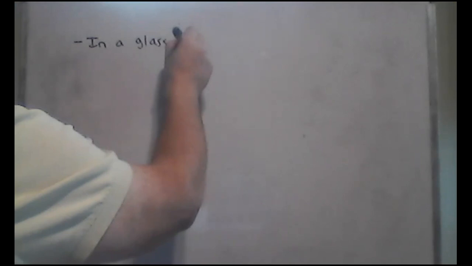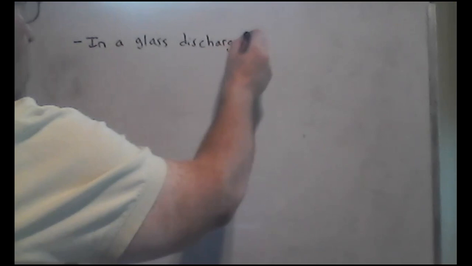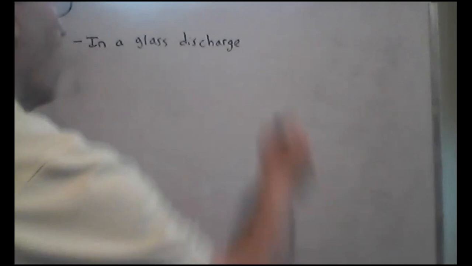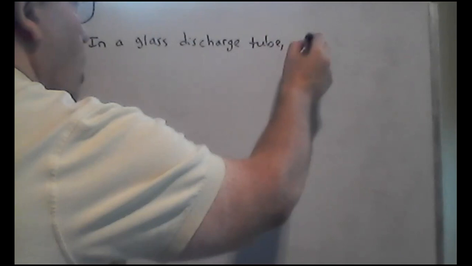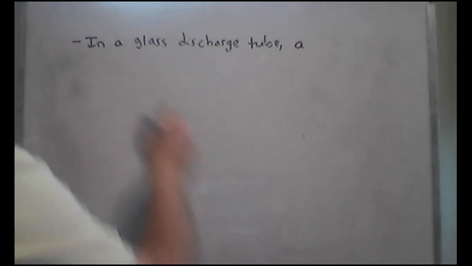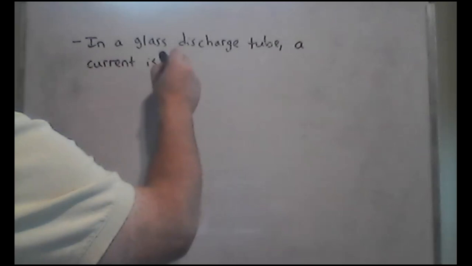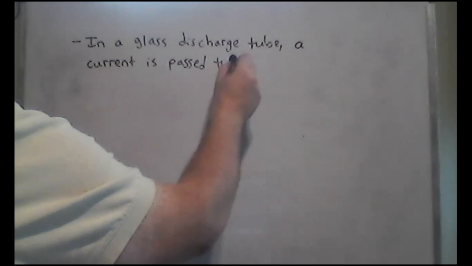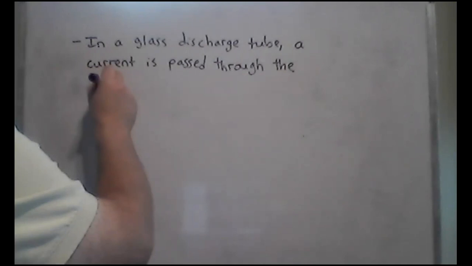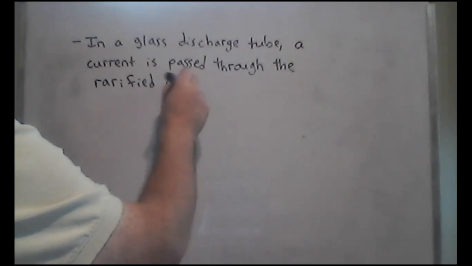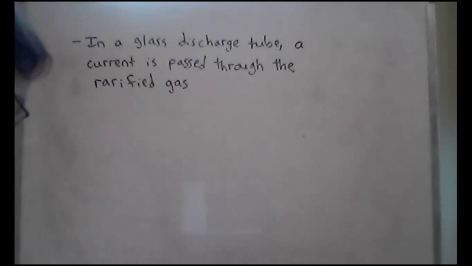Essentially, in a glass discharge tube, and I'll show you a picture of one in a moment, a current is passed through the rarefied gas from the cathode, the negative, to the anode, the positive.